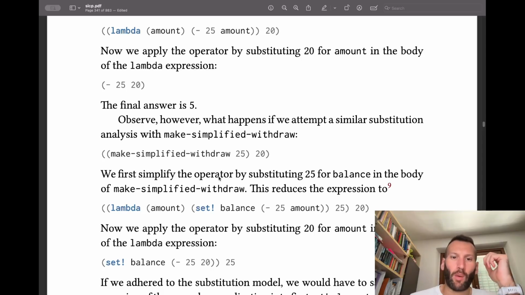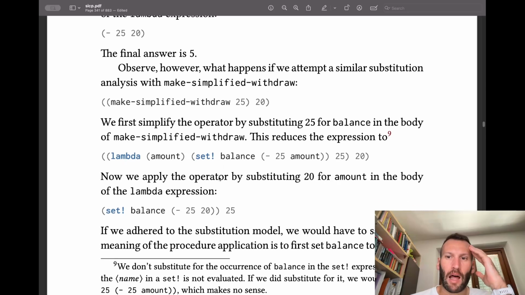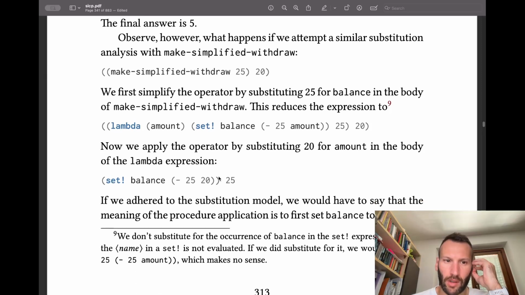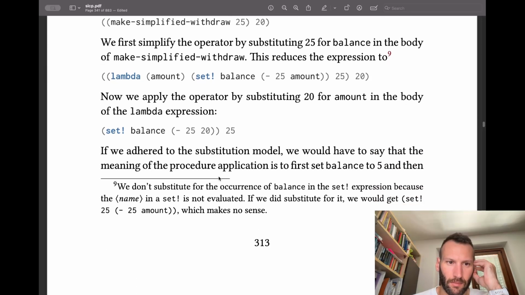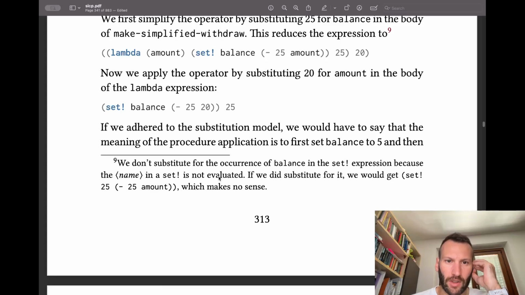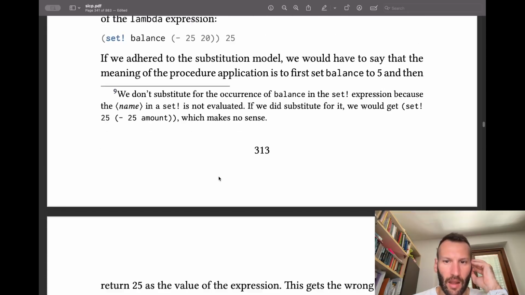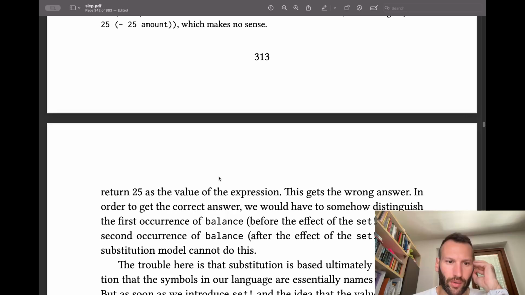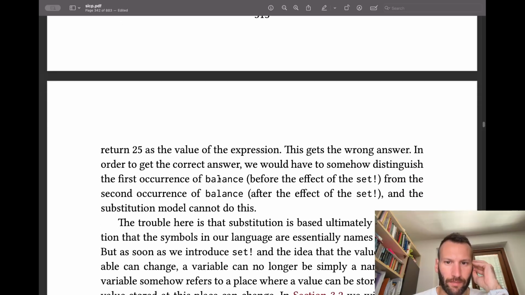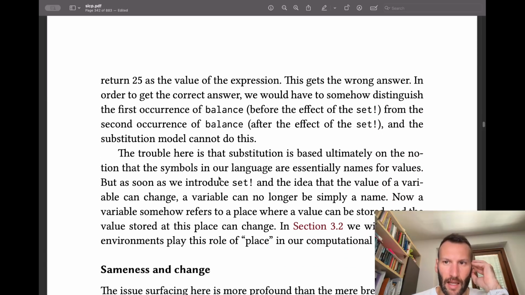We first simplify the operator by substituting 25 for balance in the body of make-simplified-withdraw, and this reduces the expression to... Now we apply the operator by substituting 20 for amount in the body of the lambda expression. If we adhered to the substitution model, we would have to say that the meaning of the procedure application is to first set balance to 5 and then return 25 as the value of the expression. This gets the wrong answer.